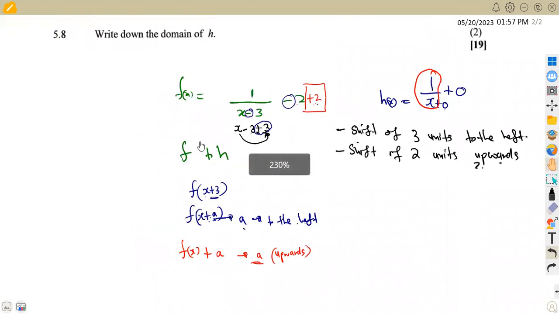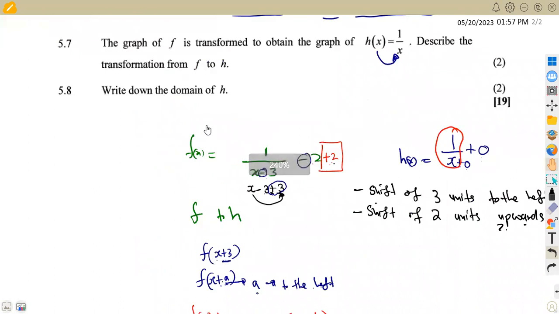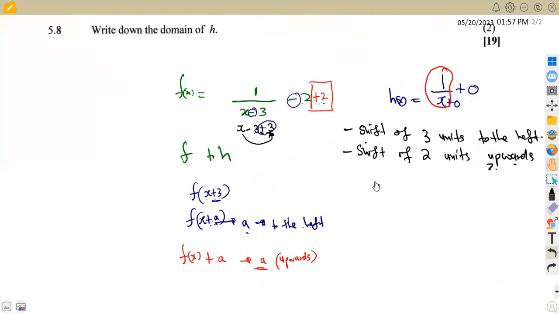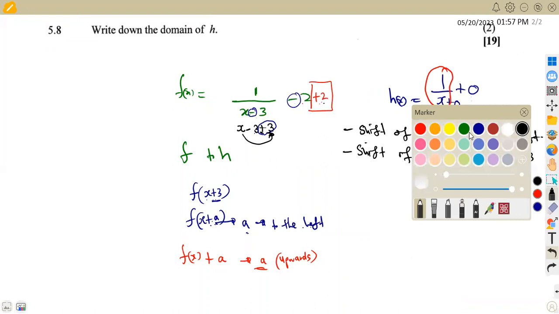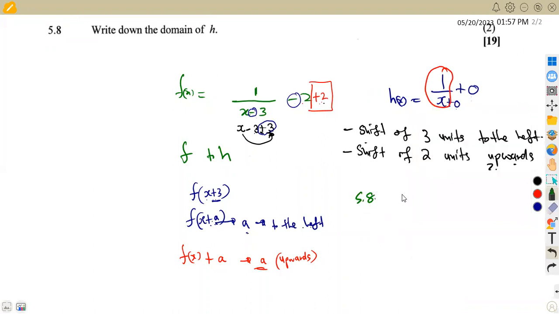Okay, on 5.8, we are now given: write down the domain of h. Remember, h of x is given here as 1 over x. So now we are asked to find the domain. How do you find the domain there? Remember, our h of x is given with 1 over x.